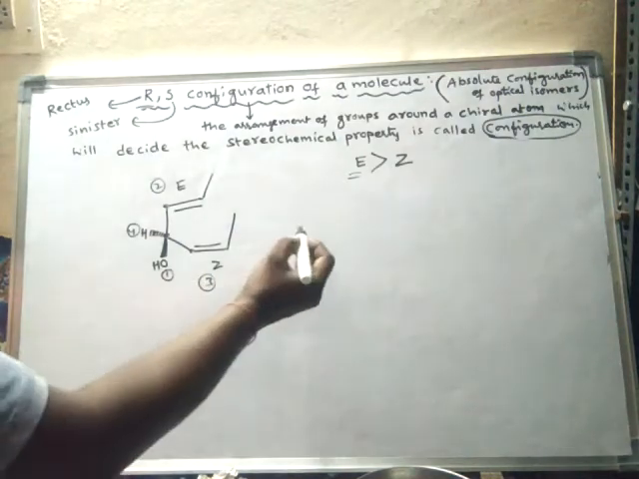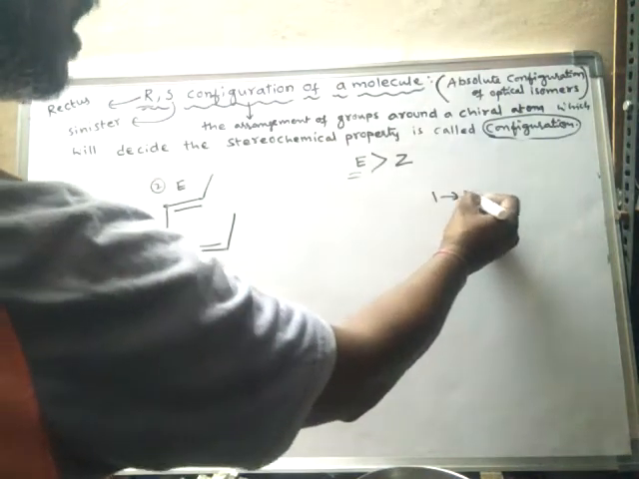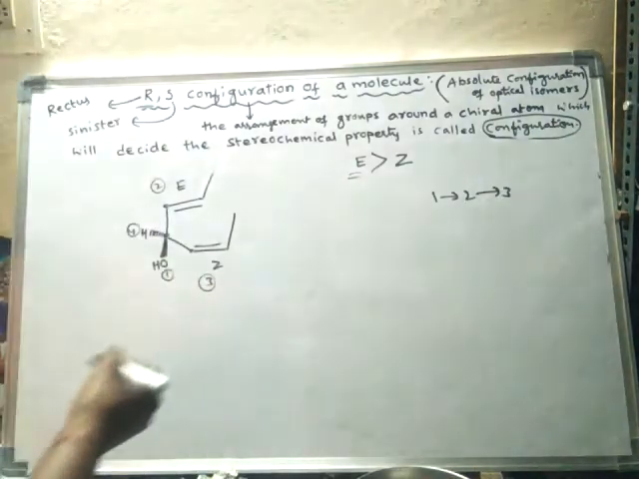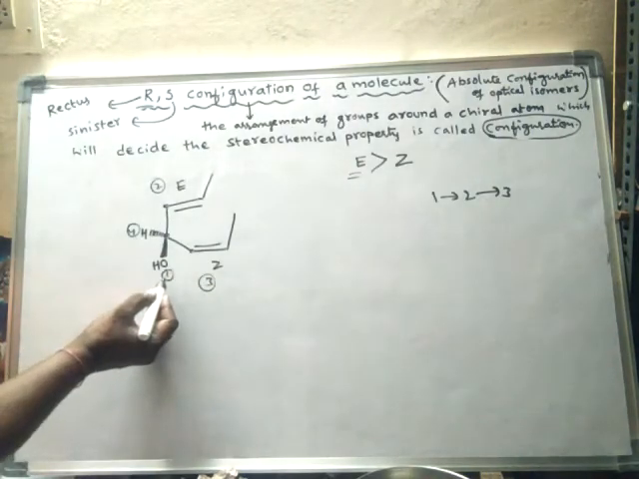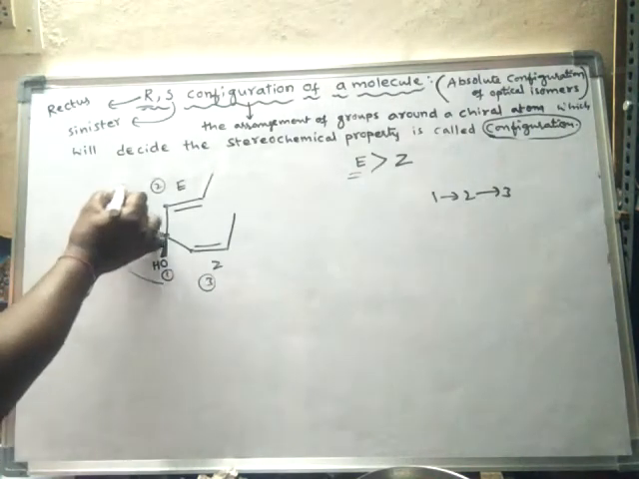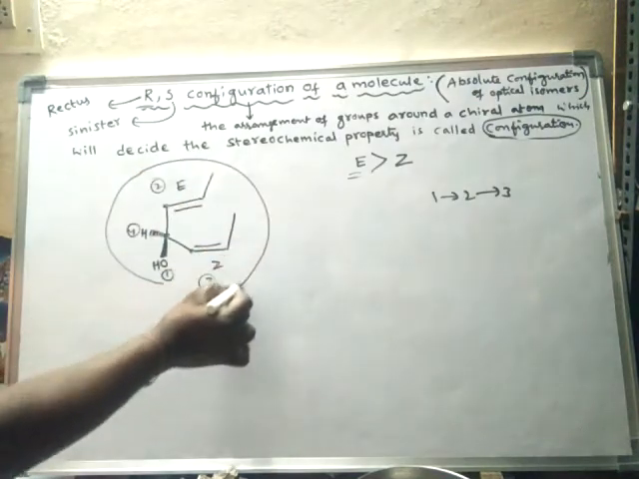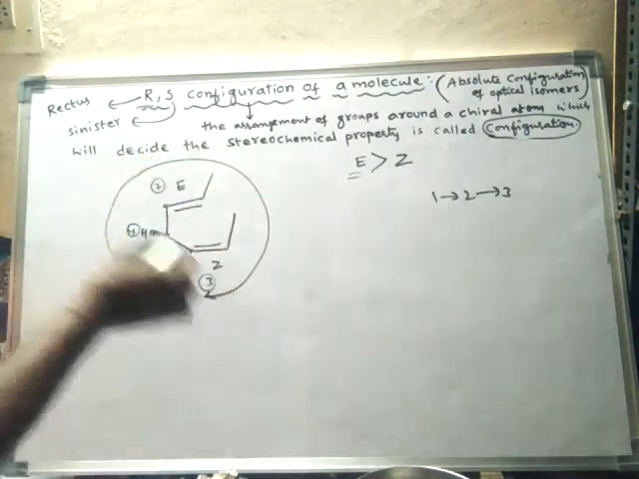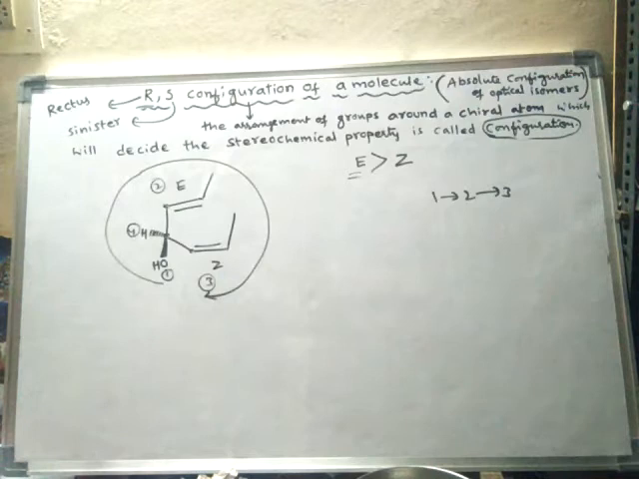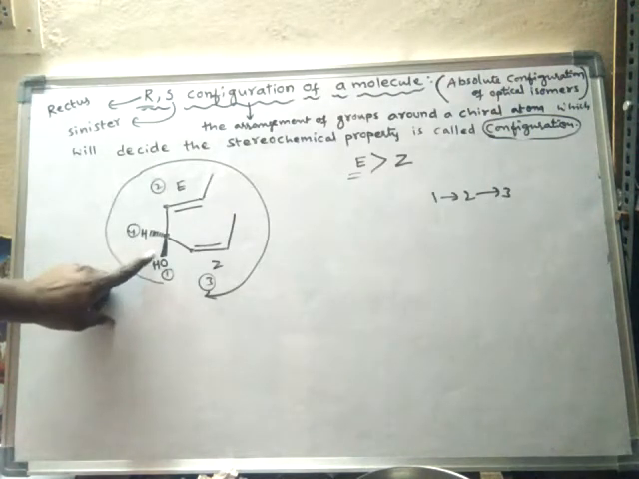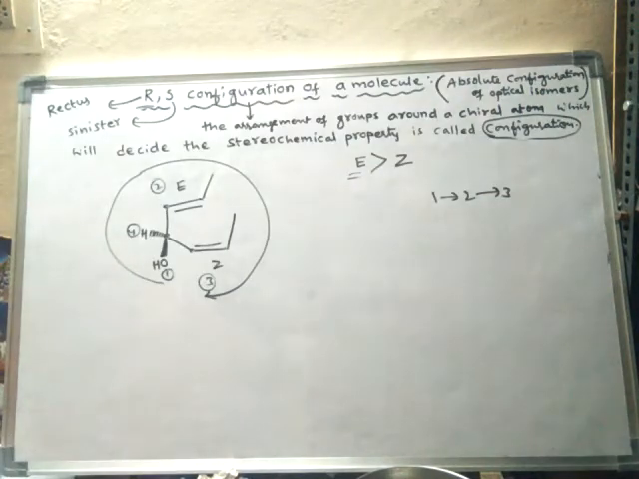Here, always move from 1 to 2 and from 2 to 3, and we have to draw an arrow. So from 1, where is 1? 1 is here. 1 to 2 and from 2 to 3. In which direction is it moving? It is moving in clockwise direction. Okay, right. So it is in wedge and dash projection form, so we have to convert it into Fischer projection.